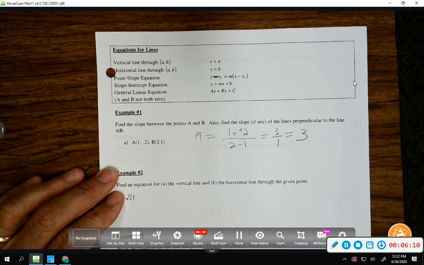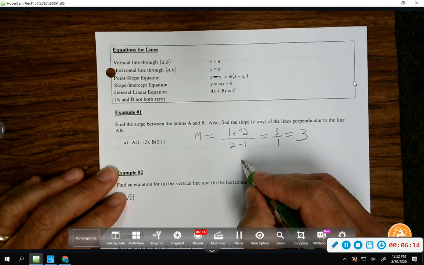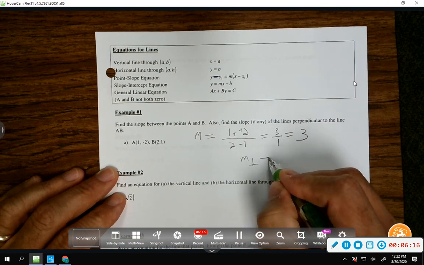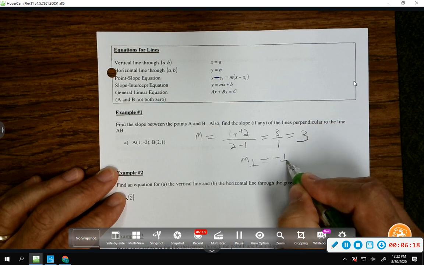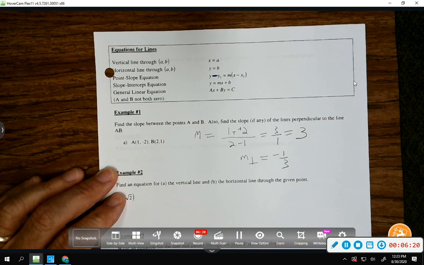Okay? That's it. That means that the slope of the perpendicular is going to be the opposite reciprocal. Don't forget to negate it as well. Negative 1/3.